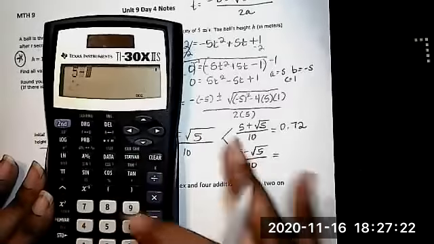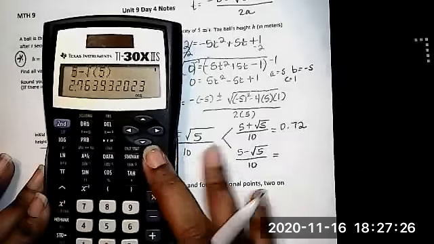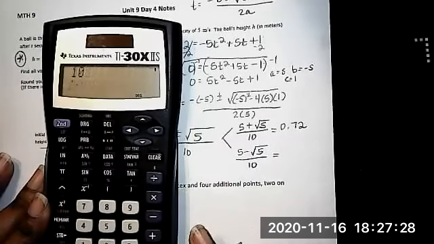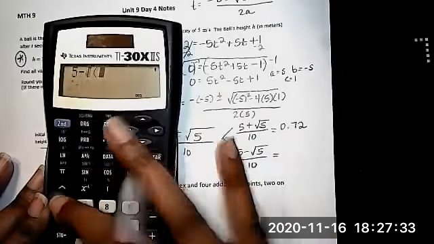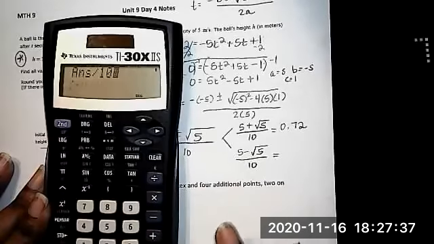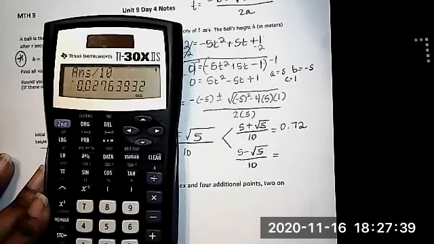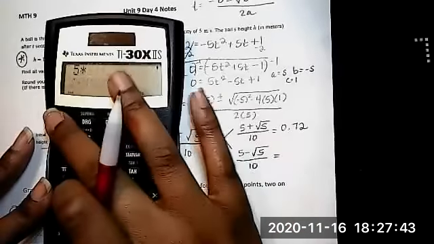Same thing here, 5 minus the square root of 5, it's your entire answer, and then divide that by 10. 5 minus the square root of 5, and then divide by 10. My goodness, I cannot believe I did that. All right, one more time. 5 minus the square root of 5.